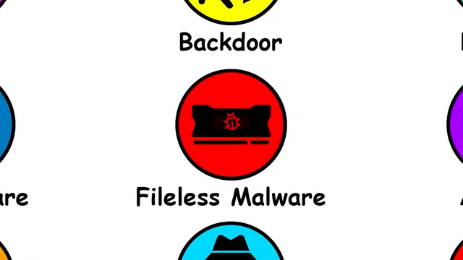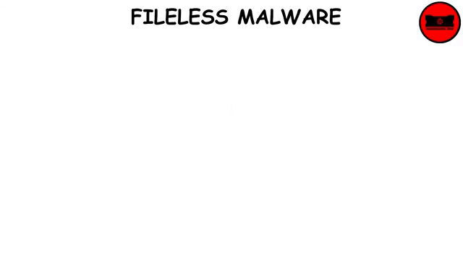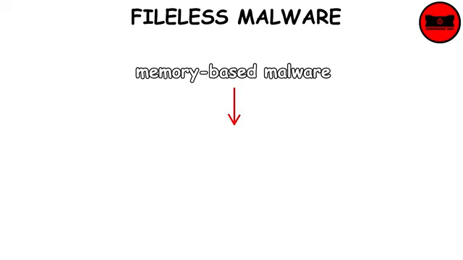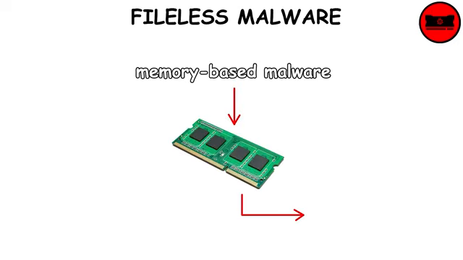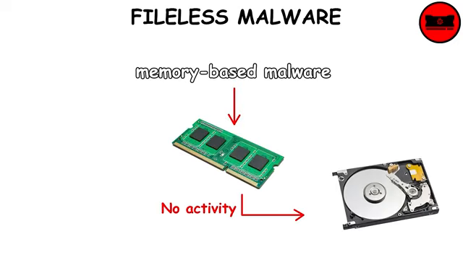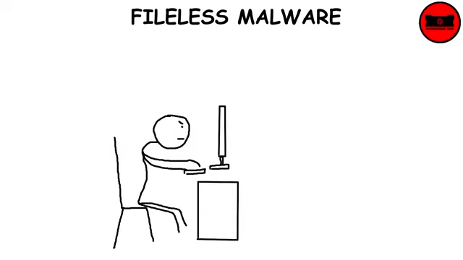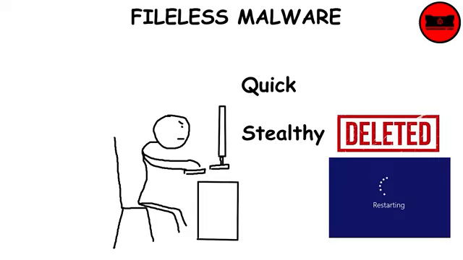Fileless malware. It exists exclusively as a computer memory-based malware. For example, in the RAM, so it doesn't write any part of its activity to the computer's hard drive. This makes it harder to detect and leaves little evidence. They are used by hackers for quick and stealthy operations, such as gathering data quickly, since most of them get deleted once the computer gets rebooted.